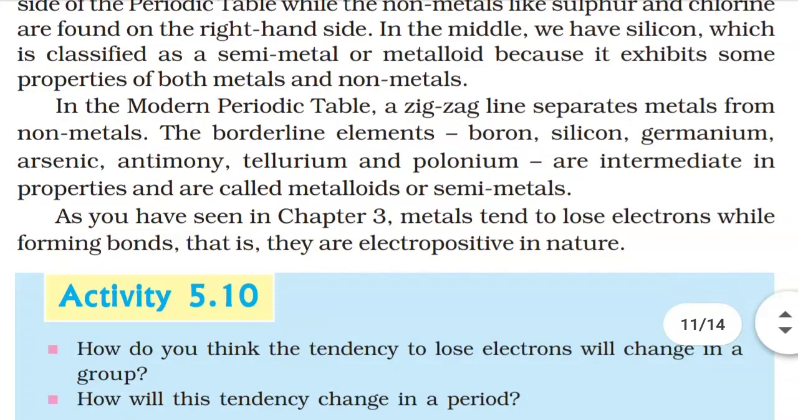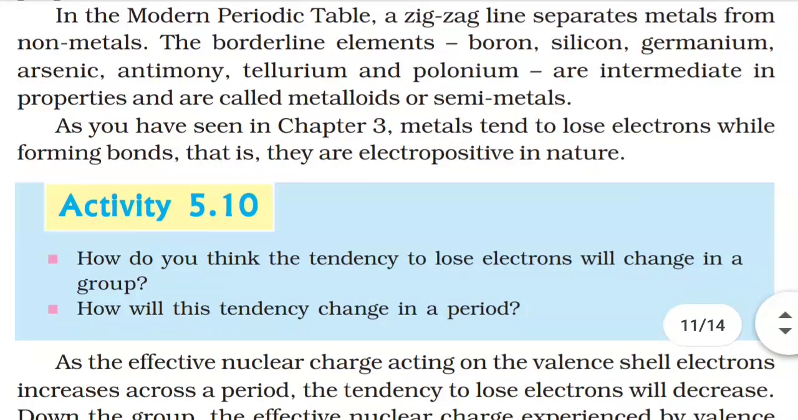The borderline elements boron, silicon, germanium, arsenic, antimony, tellurium and polonium are intermediate in properties and are called metalloids or semi-metals. As you have seen in chapter 3, metals tend to lose electrons while forming bonds. That is, they are electropositive in nature.